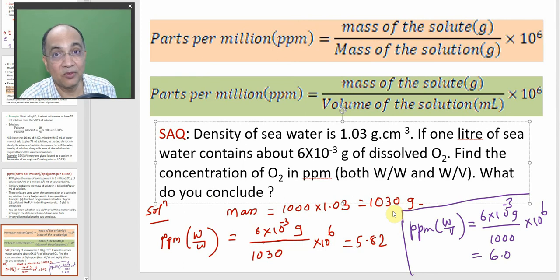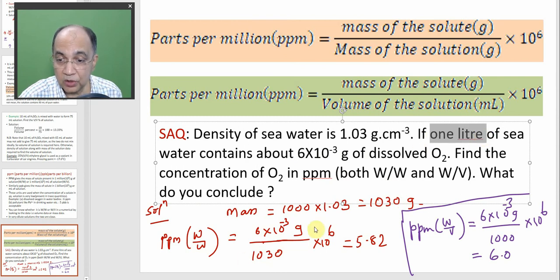1000 milliliter. Volume wise 1 liter, mass wise it is 1030 gram. Now if you find the usual ppm, that is W by W, mass of oxygen dissolved, divided by mass of the solution, that is 1030, because this is in 1 liter. 1 liter, mind you, this is 1 liter. So 1 liter is weighing 1030 grams into 10 to the 6.